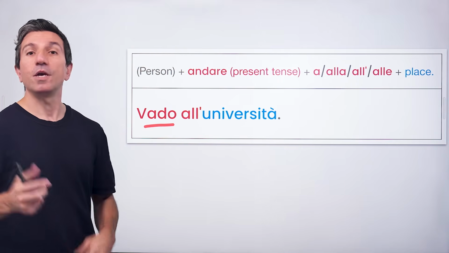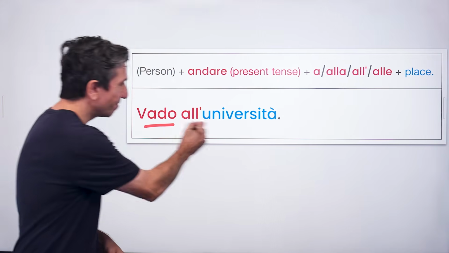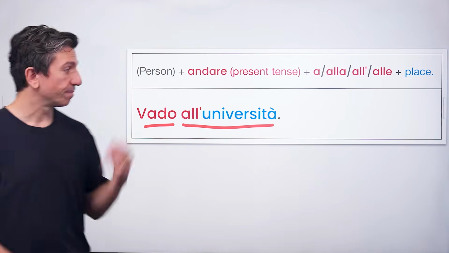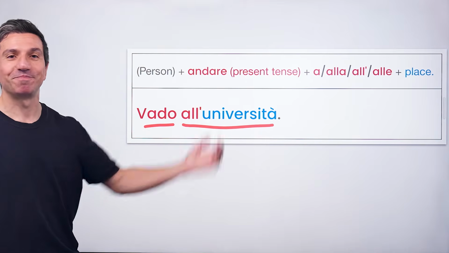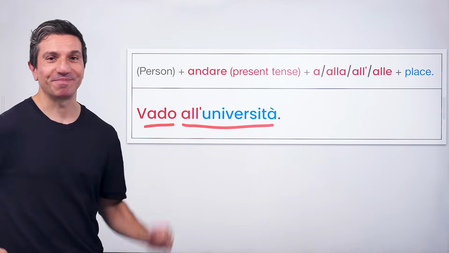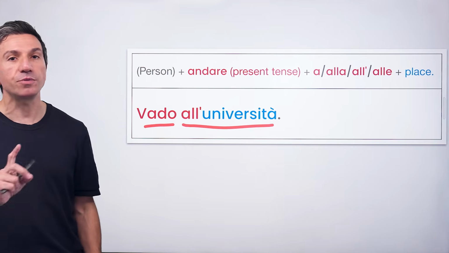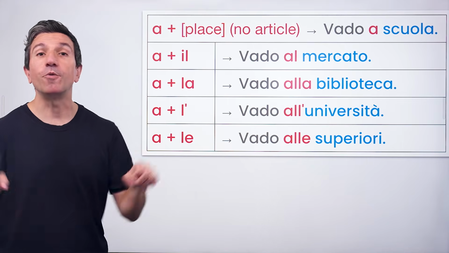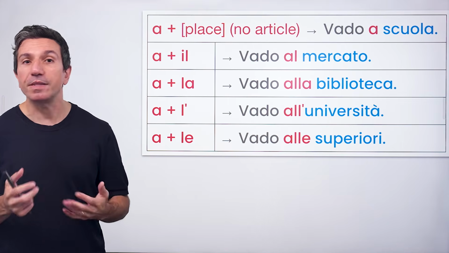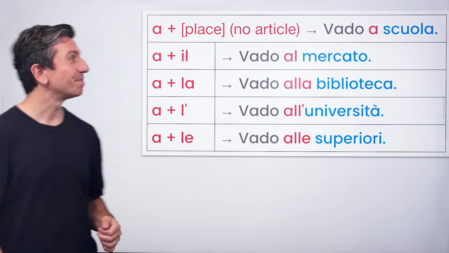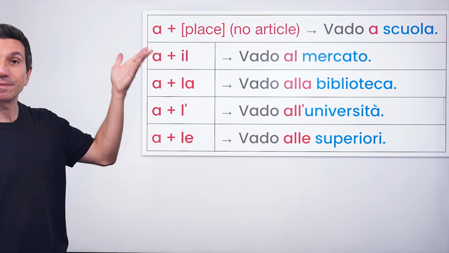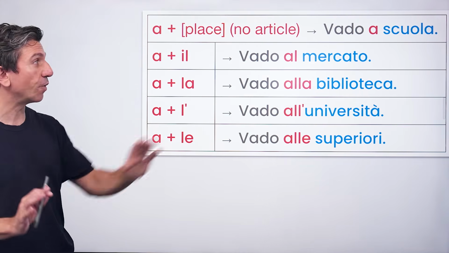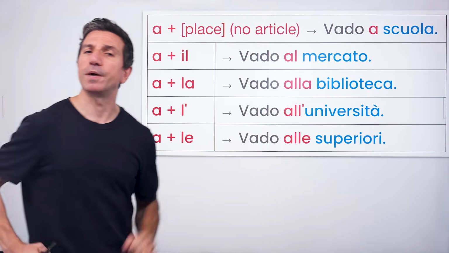Università means university. Altogether, Vado all'università. I go to university. Literally, I go to the university. The preposition a combines with the article, depending on the noun. For example, a plus place, no article. Vado a scuola.